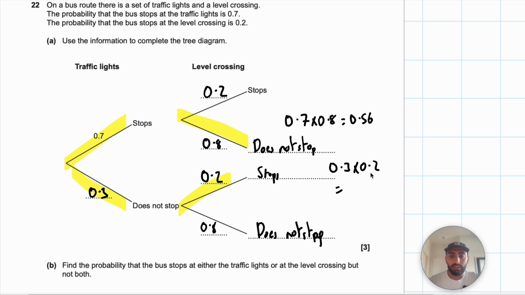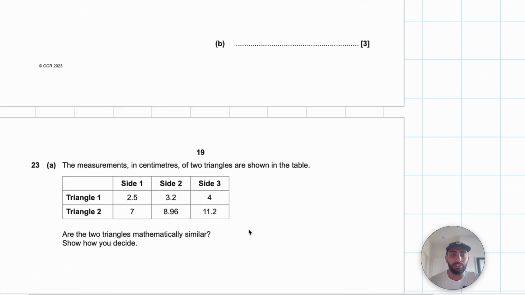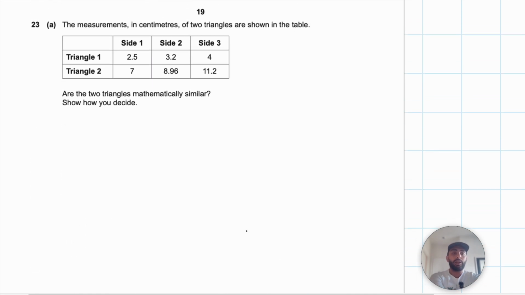3 times 2 is 6. There's 2 decimal places, so it's 0.06. All we need to do now is just add these two together. 0.56 plus 0.06 is equal to 56 add 6 is 62. 0.62.